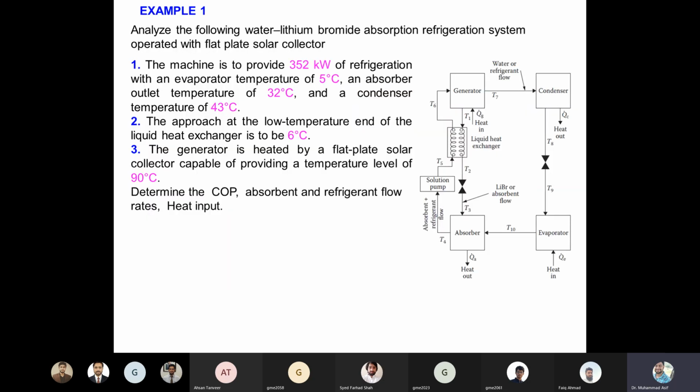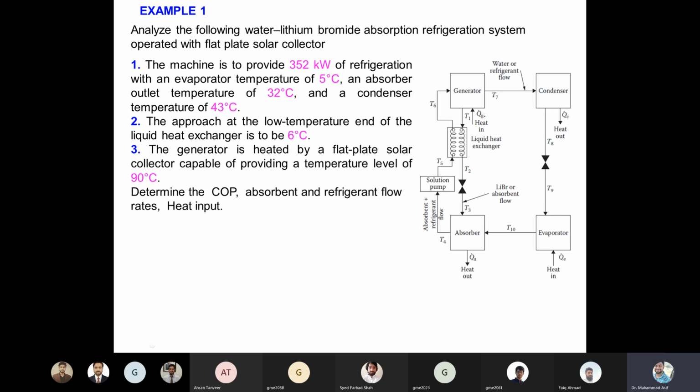Okay, so let's try to implement that. Let's evaluate the performance of the vapor absorption system which is connected with a flat plate solar collector. So let's say this is example one. Analyze the following water lithium bromide absorption refrigeration system operated with a flat plate solar collector.